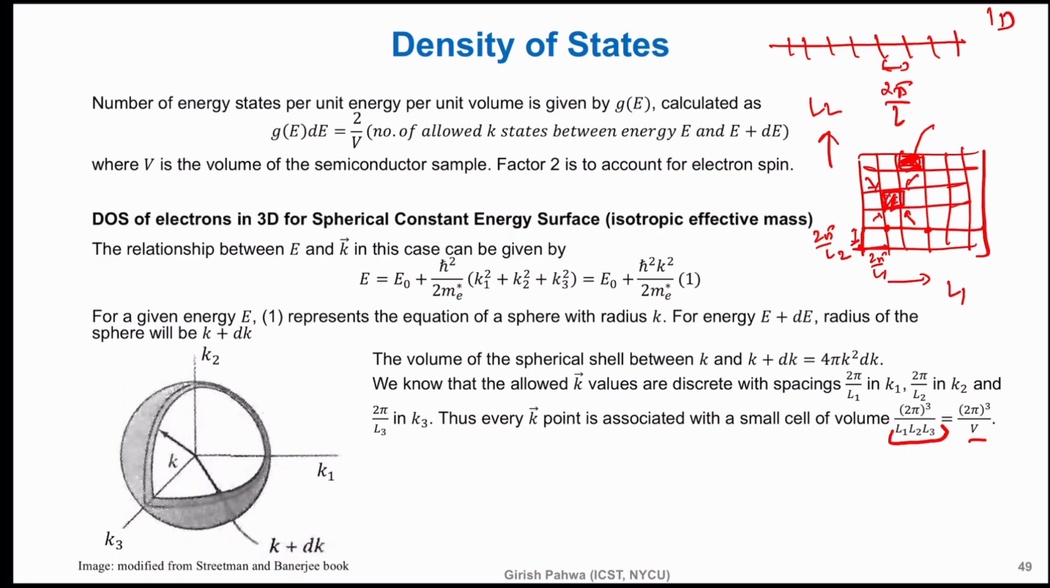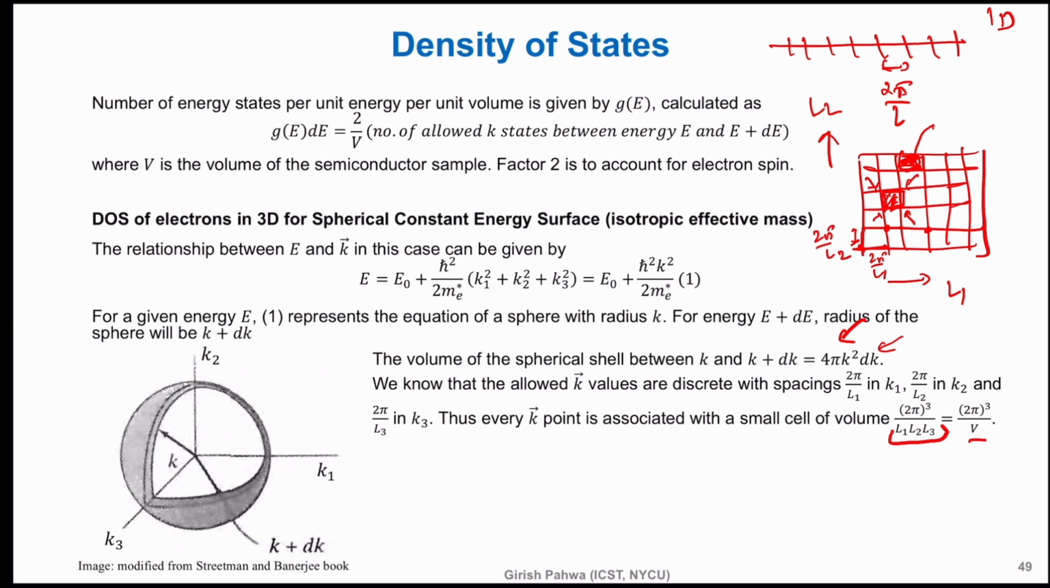Okay, so what is the volume of this shell? What's the volume of this shell? Volume of sphere is what? So one is that you can subtract the volumes, volume of the bigger sphere minus the volume of the smaller sphere, and then you can assume that the width of the shell is very small, so you will neglect certain terms and you will get this 4 pi k square times dk.